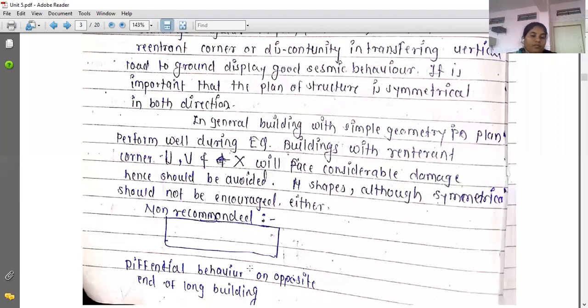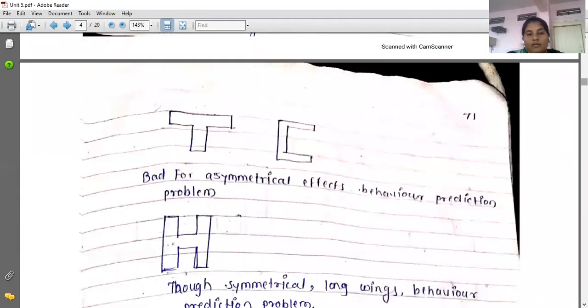Differential behavior on opposite end of long building.